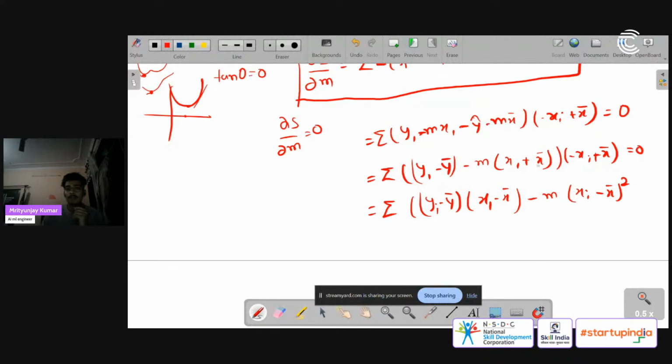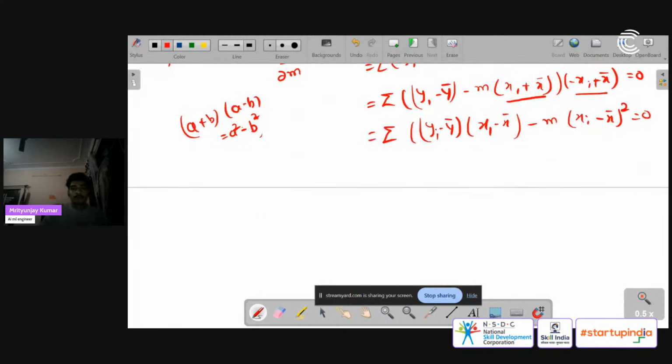Why? Because I can see here that I can make an equation like this. These both are plus and this is minus. So we already know this formula: a plus b into a minus b equals a square minus b square. We can write it like this, right? Because of that, I have done certain changes here, and we got this one.